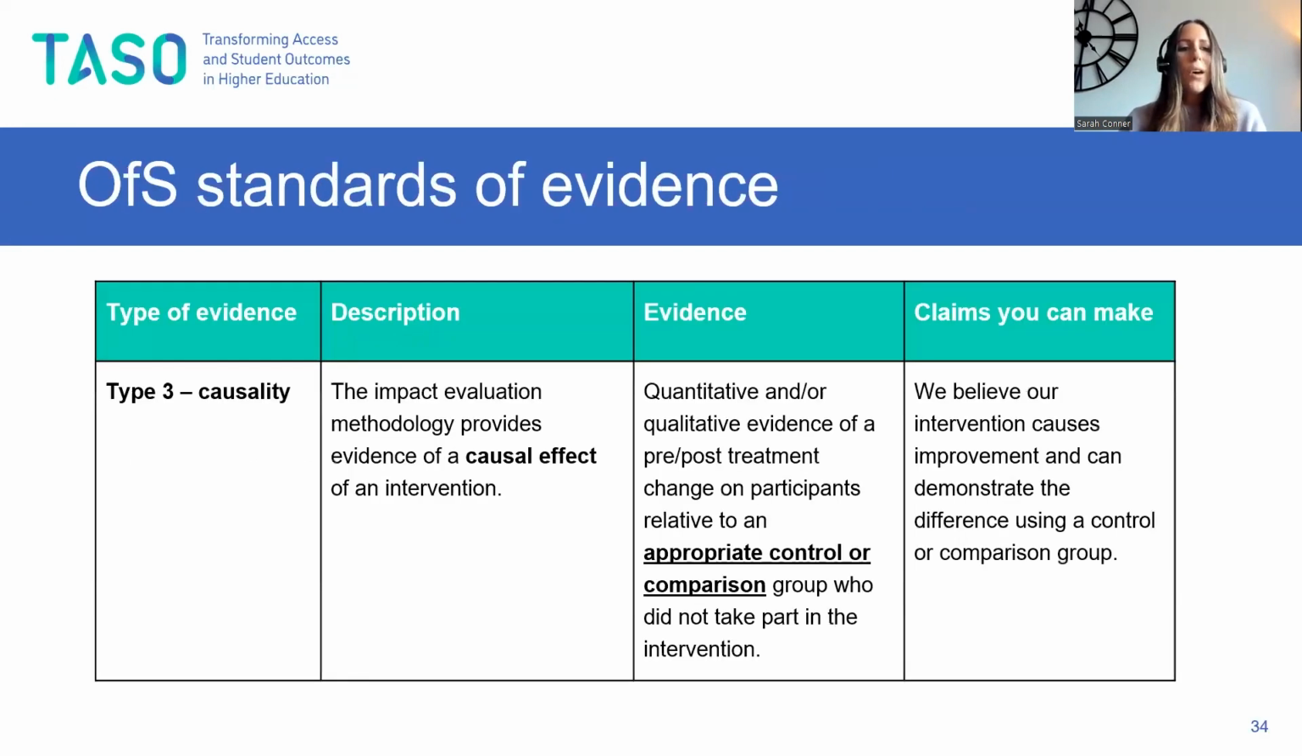Which moves us on to type 3. So type 3 evidence is the type of evidence which can show the causal effect of an intervention. And that's because you're using an appropriate control or comparison group. So both type 2 and type 3 might be using a comparator group, but the key to type 3 is the type of control or comparison group that you're actually using. And because it's an appropriate control or comparison group, it means that you can make those robust claims and you can show that it was the intervention that caused the increase in outcomes.